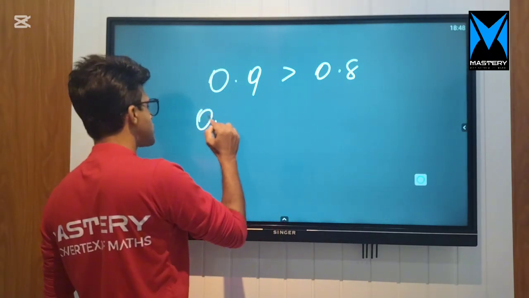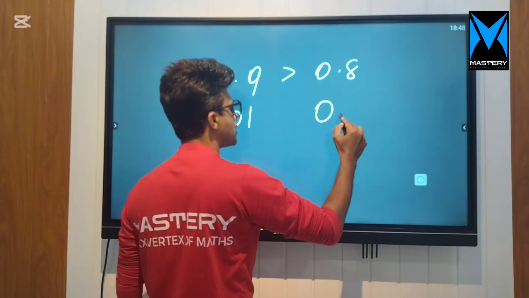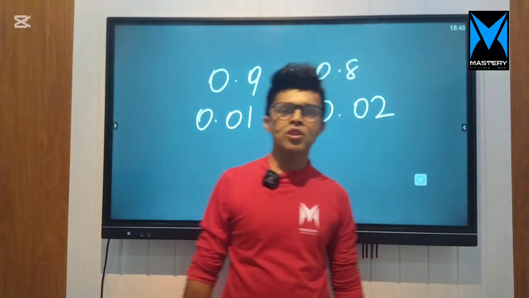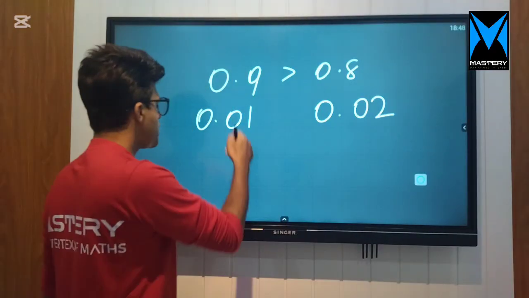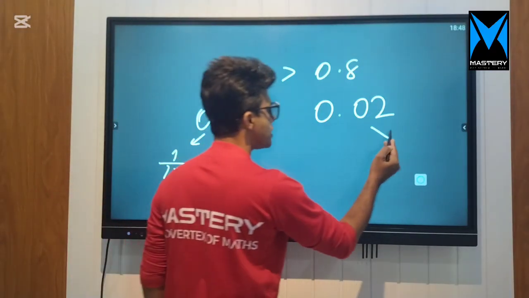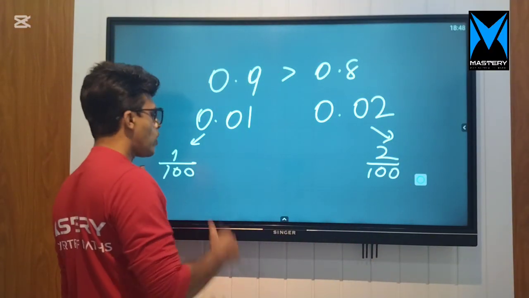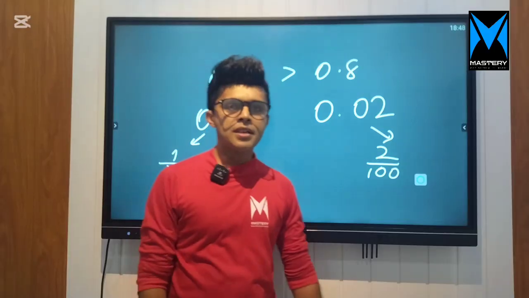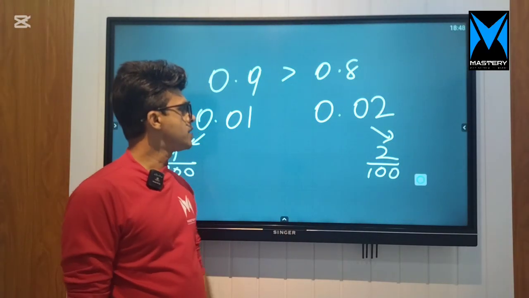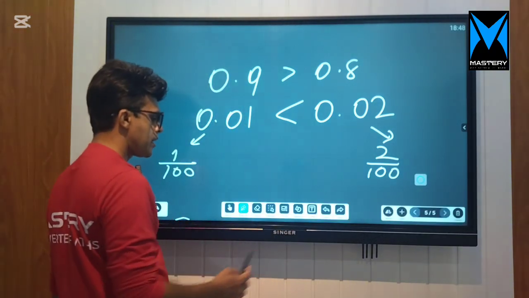Think of this one, 0.01 and 0.02. Now what is the greater digit? Yes, think of it. This means 1 over 100, and this means 2 over 100. I taught you previously. So 1 over 100 and 2 over 100. Here the greater part is 2 over 100, which means 0.02 is the greater decimal number.